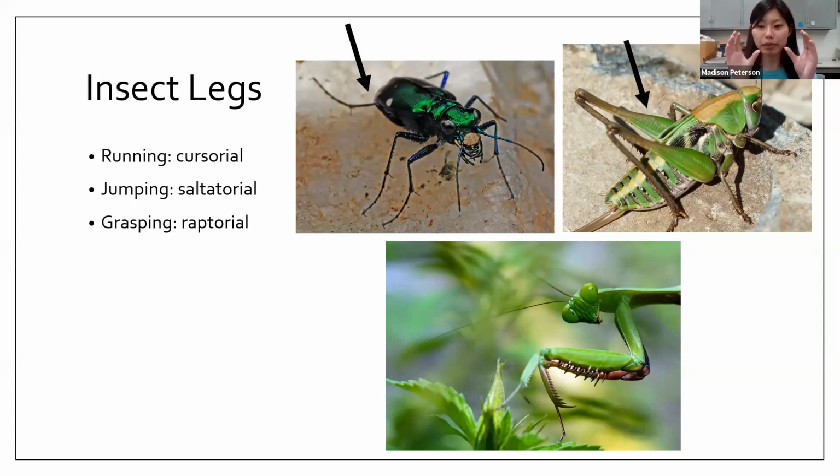They have those really big hind legs, kind of like a rabbit. They're great for jumping. We call those saltatorial legs. And then praying mantises have really famous forelegs. We call those raptorial legs, and they're great for catching prey and grasping prey. So you can see insect legs just look very different depending on what they're used for.